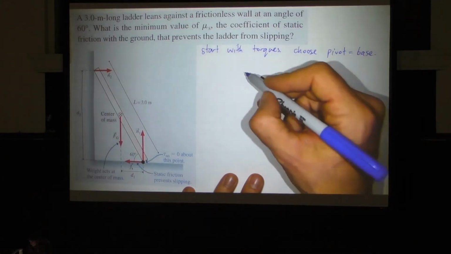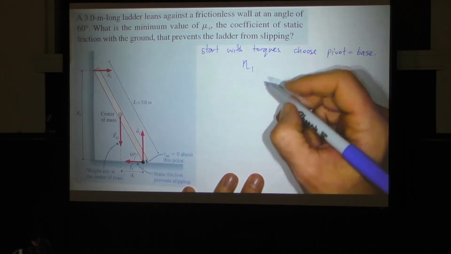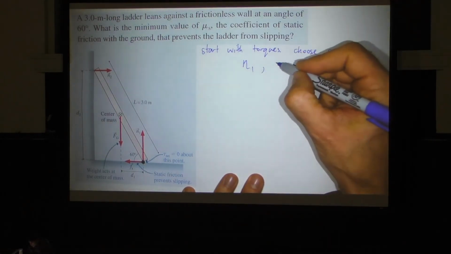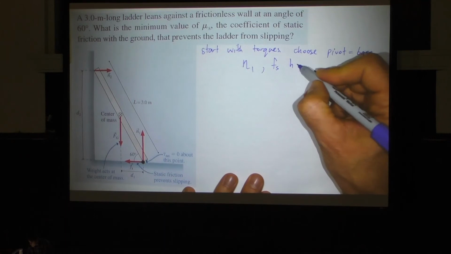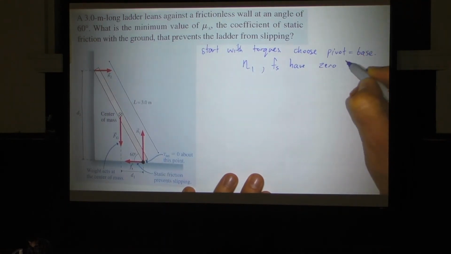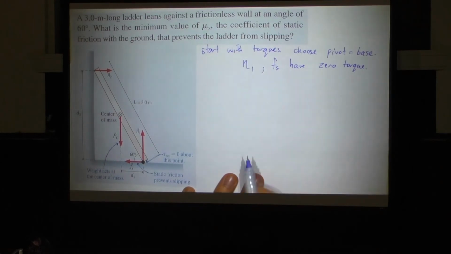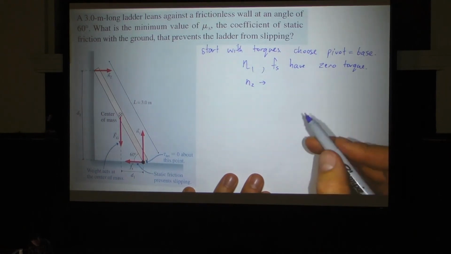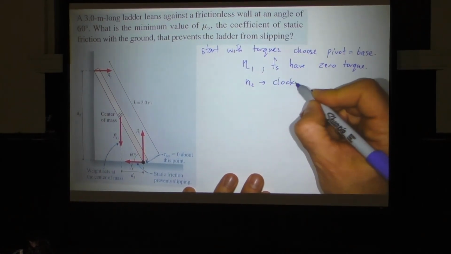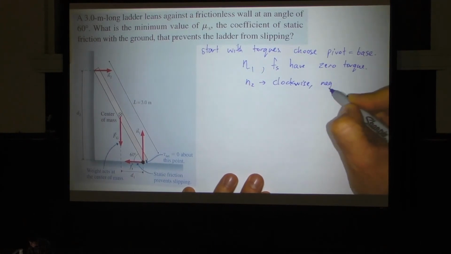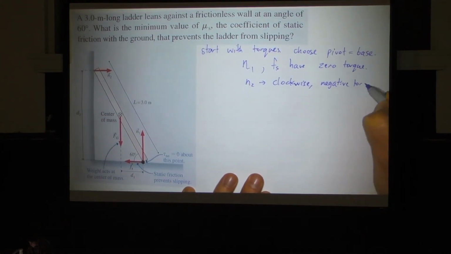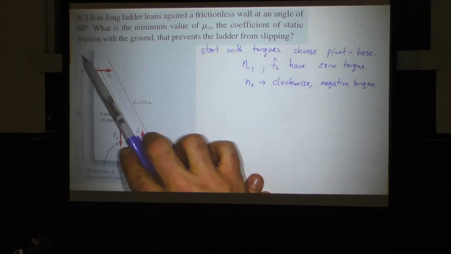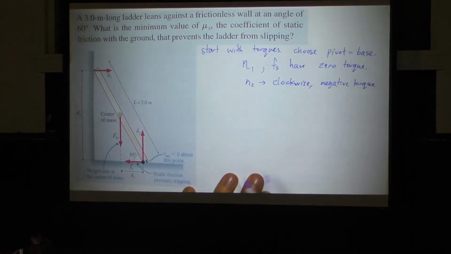But in this case, there are 2 normal forces, one from the floor, N1, and one from the wall, N2, and your static friction. N1 and the static friction both have 0 torque. So that's nice because their lever arms are 0. And then N2 will have a clockwise, negative torque around that base. If N2 was the only force acting on it, it would push this way. It would make it go clockwise. So it's a negative torque.